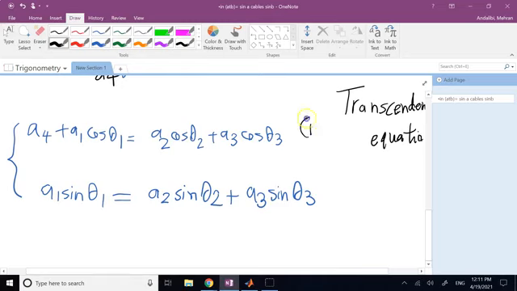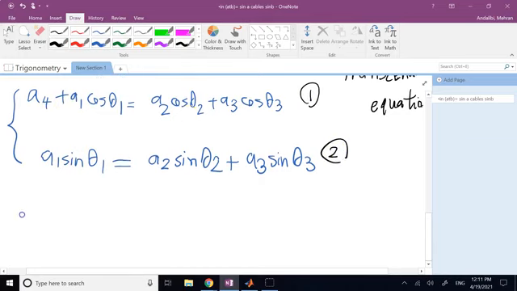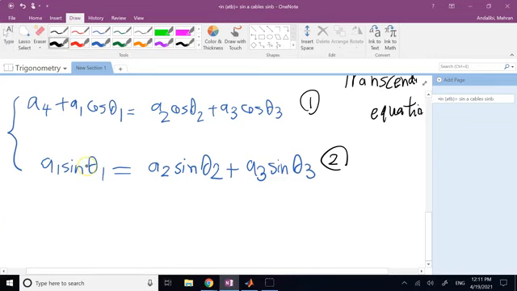If I call this equation 1 and I call this equation 2, now I want to solve from 1 and 2, what? For 2 and 3, correct? So what I do, first I try to use the important thing that sine squared plus cosine squared equals what? Equals 1. So what I do, I square equation 1, I square equation 2, and add them together, see what they give me.